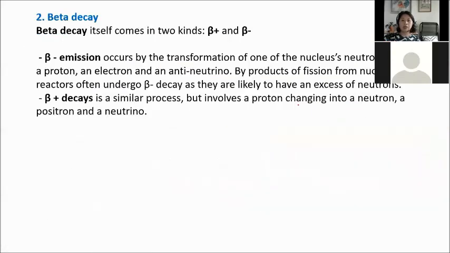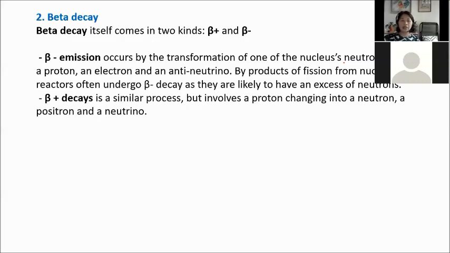Okay. So next is the beta decay. Beta decay itself comes in two kinds, beta positive and beta negative, or beta plus and beta minus. Beta minus or beta negative emission occurs by transformation of one of the nucleus's neutrons into a proton, an electron, and an antineutrino. So byproducts of fission from nuclear reactors often undergo beta negative decay as they are likely to have an excess of neutrons.